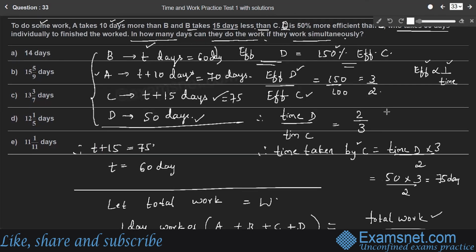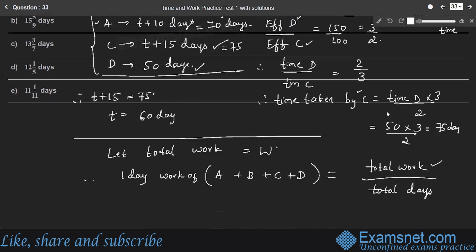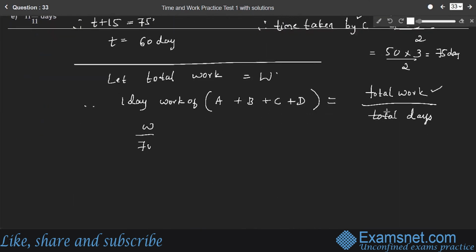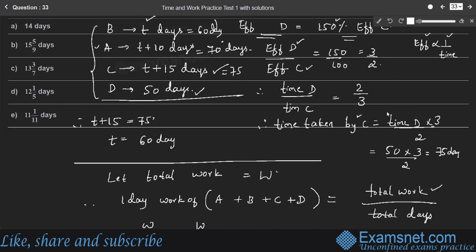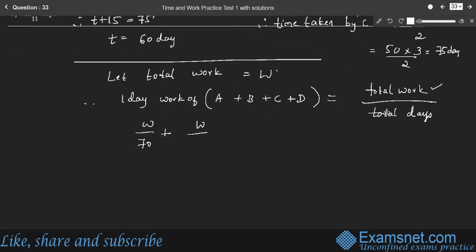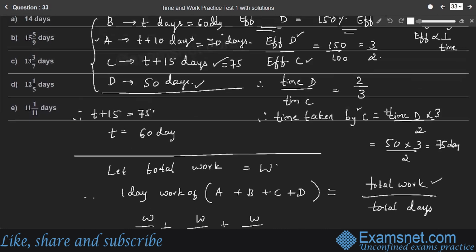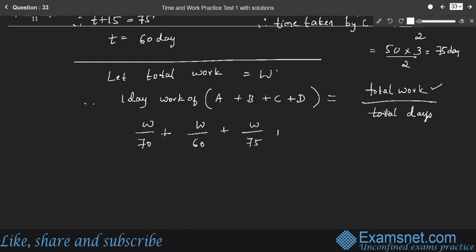So the one day work of A is total work by 70, so it becomes W by 70, plus the one day work of B, which is total work by 60, since B takes 60 days. And C takes 75 days, so time taken by C is 75. And D takes 50 days. So we have expressed their one day work in terms of total work by total days.